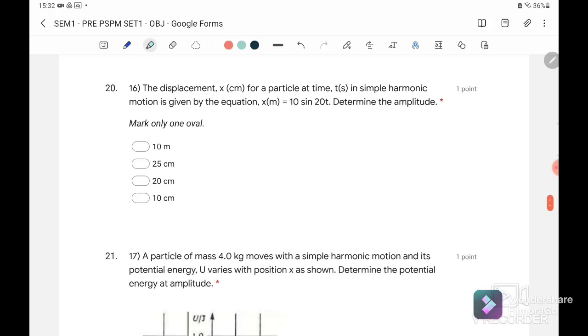Next, we go to question number 16. Question number 16 is chapter 9 as well, simple harmonic motion, where they give you x in cm, t in seconds, and the equation is x equals 10 sin 20t. Actually this one should be in cm. Determine the amplitude. From the equation x equals a sin omega t, we know that 10 is the amplitude. Because the question mentions x in cm, the answer here is 10 cm. So you must refer back to what the unit is.